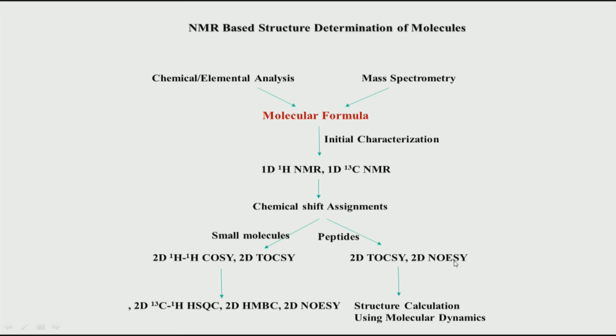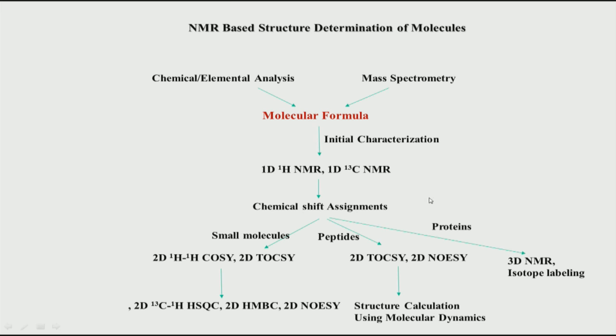Then once you have done that, the next step is the full fledged structure calculation, that is determination of the 3D structure using NOESY. The NOESY information is used and the cross peak intensities are converted into distance information, and those distance values are given to a computer program, which carries out what is known as molecular dynamics calculation, and the output of that is the final structure. So, this is typically for peptides.